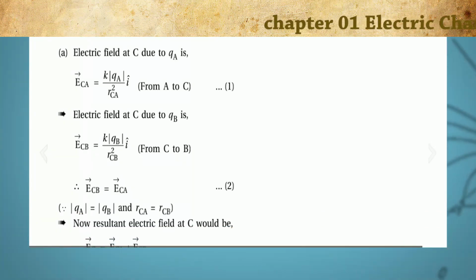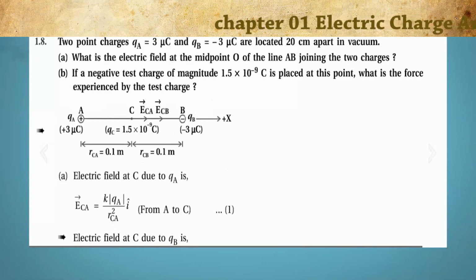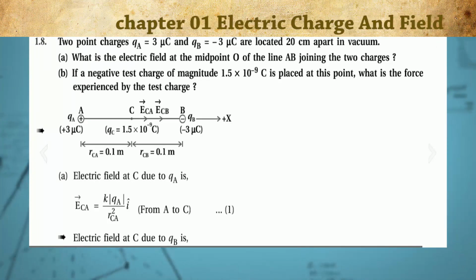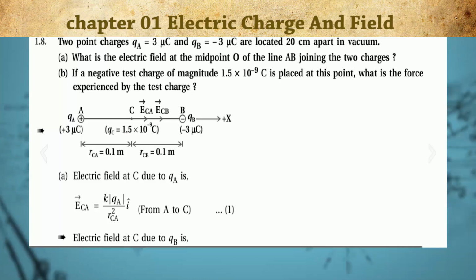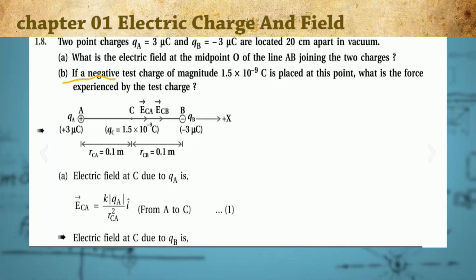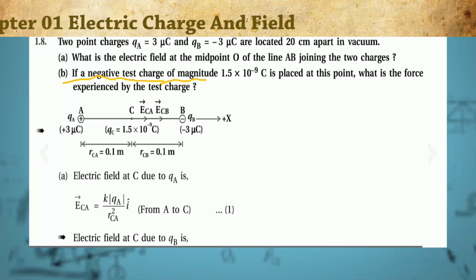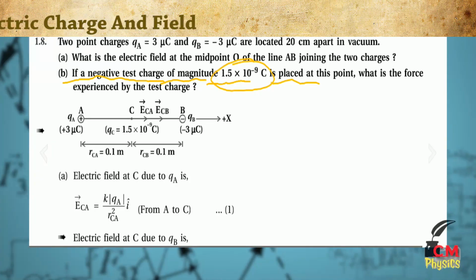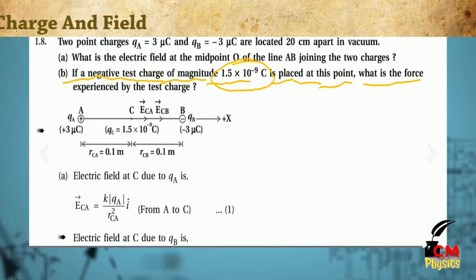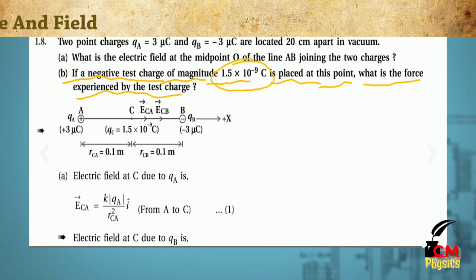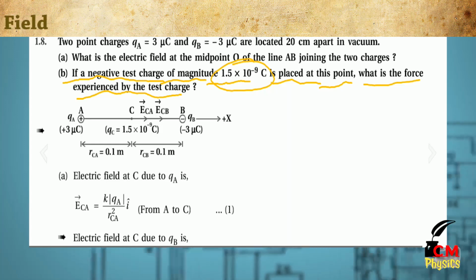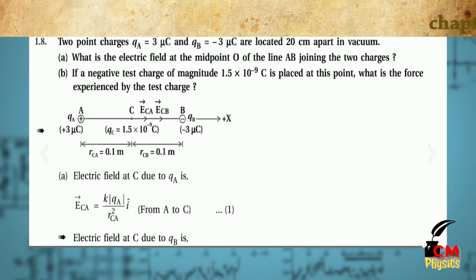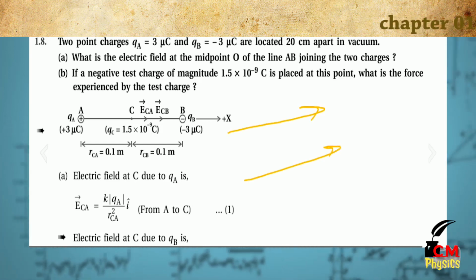The second part of the question is that if a negative test charge of magnitude 1.5 into 10 raised to minus 9 Coulomb is placed at this point, what is the force experienced by that test charge? On the screen there is another method, and I will explain another method, because there are a lot of methods to the solution.